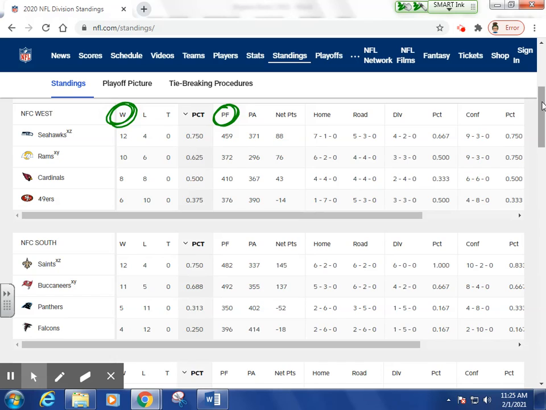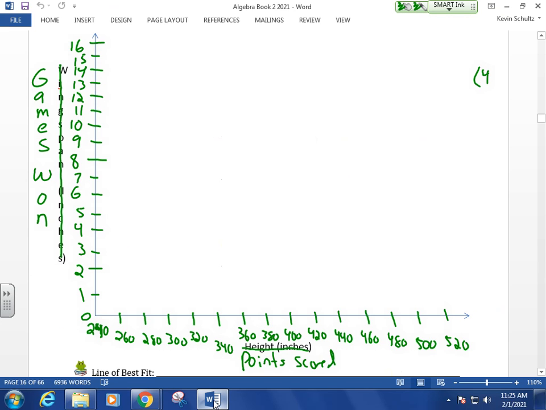So for the Seahawks, folks, they scored 459 points and they won 12 games. Now on our scatter plot, that represents the ordered pair 459, 12. You don't have to write every ordered pair out. I'm just going to do it just so you can get going here. But you're plotting the point 459, 12. So that's going to be right about 460. And 12 is up here. So looks like right about there. Okay. 459 on the x-axis, 12 on the y-axis. That's where our first point is going to go.